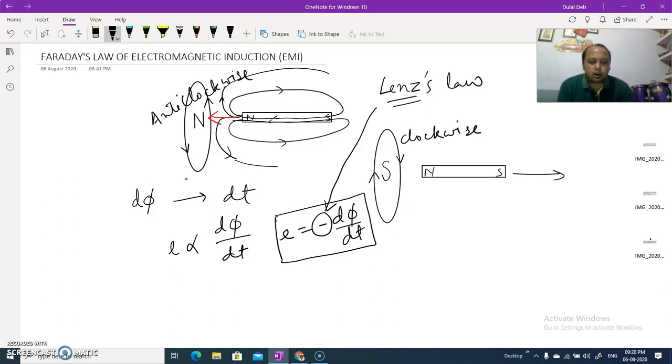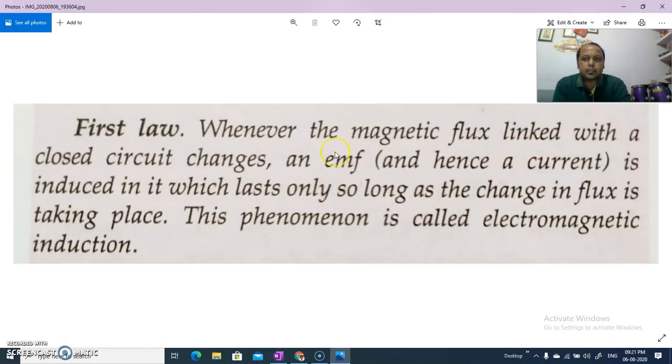Three laws are there. All these three laws are discussed, but still I am discussing it in a bit different written format also. Let us see that. See, in the first portion it is said that whenever the magnetic flux linked with a closed circuit changes, an induced EMF and hence an induced current is induced in it, which lasts only so long as the change in flux is taking place. This phenomenon is called electromagnetic induction.